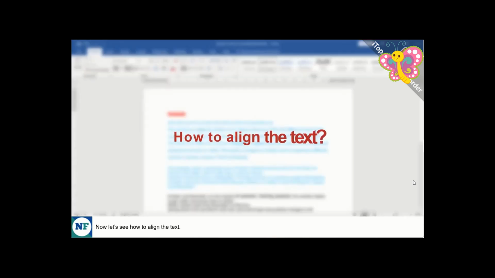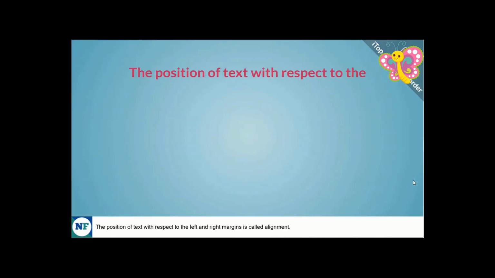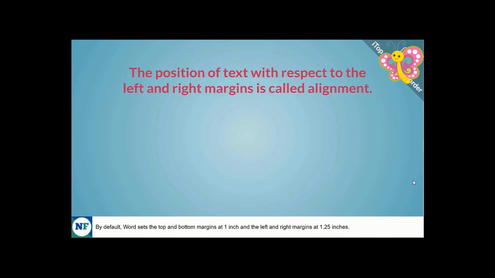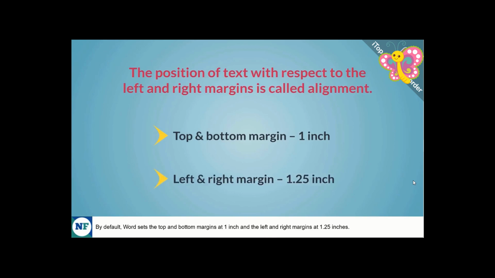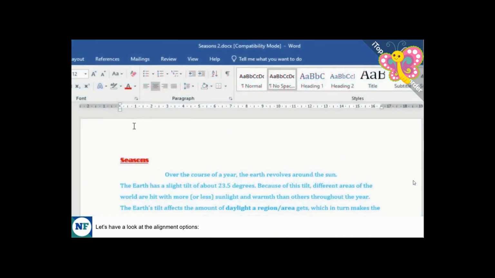Now let's see how to align the text. The position of text with respect to the left and right margins is called alignment. By default, Word sets the top and bottom margins at 1 inch and the left and right margins at 1.25 inches. Let's have a look at the alignment options.